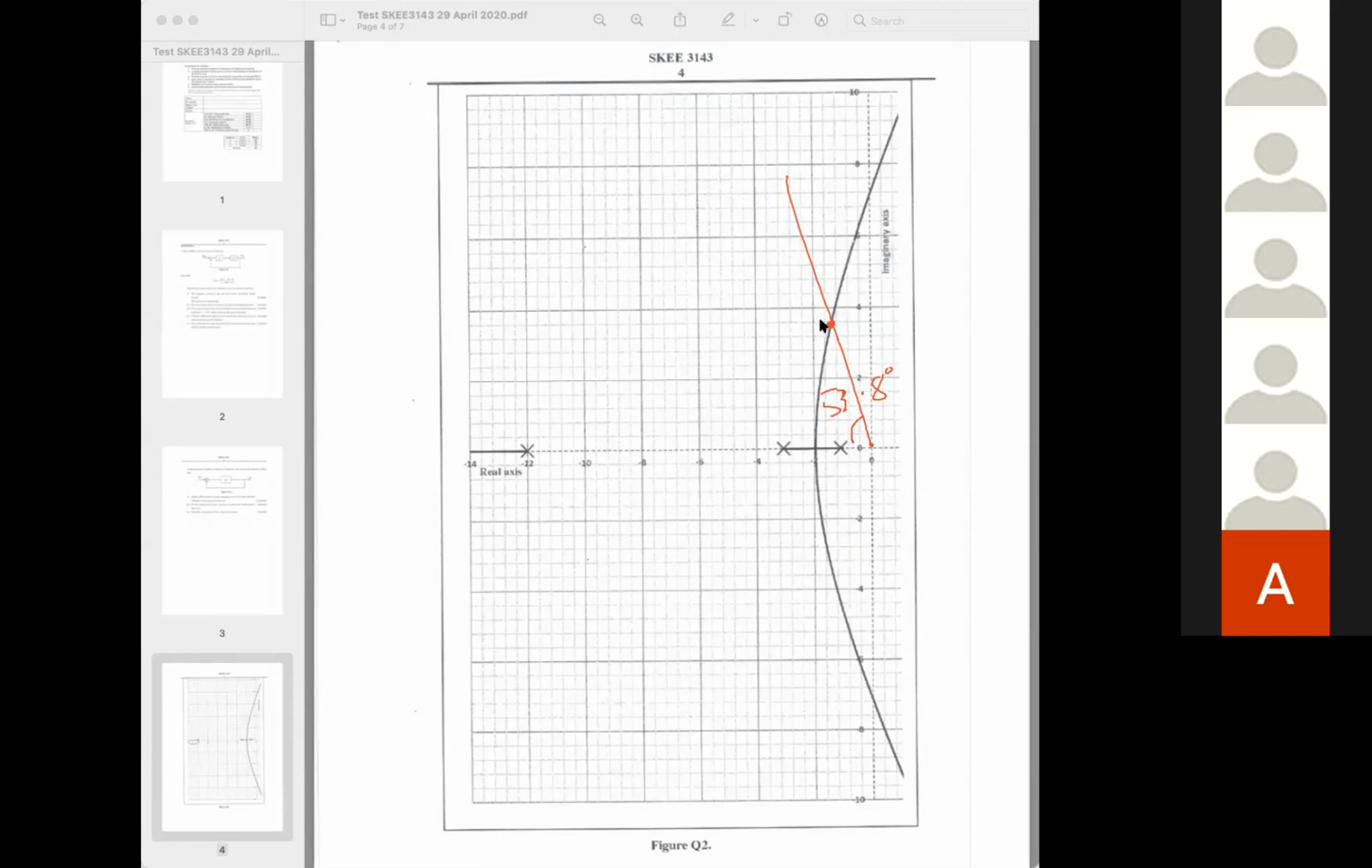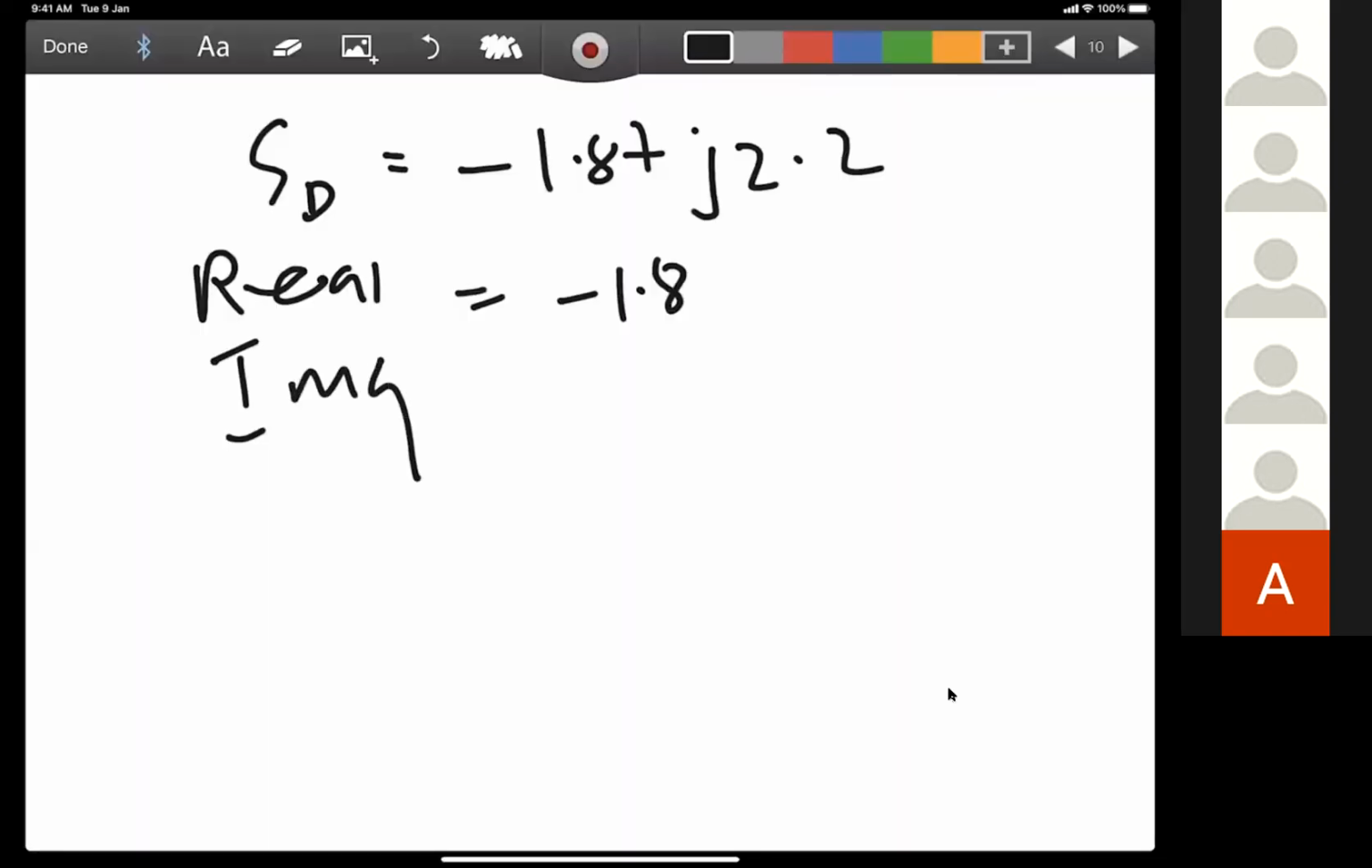Okay. So now you have the SD, the dominant poles, minus 1.8 plus j 2.2. So the real part is minus 1.8. Doctor, you're writing something? You can't see the screen. Oh, sorry. Imaginary part is 2.2. Okay.